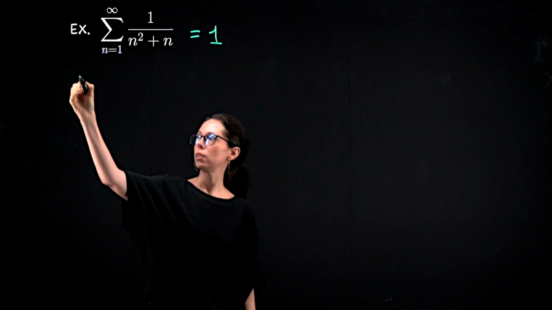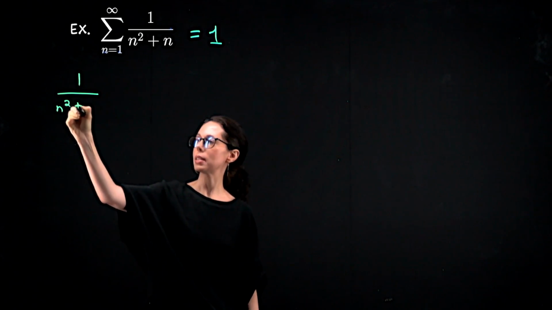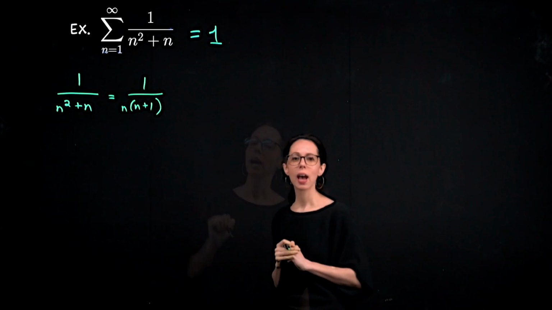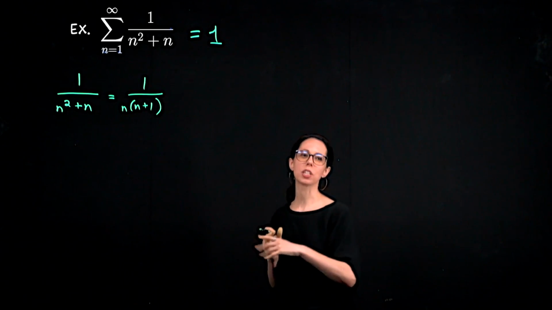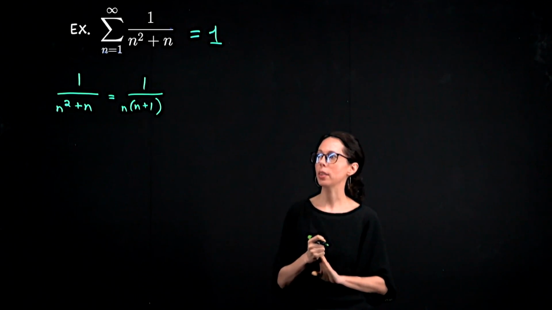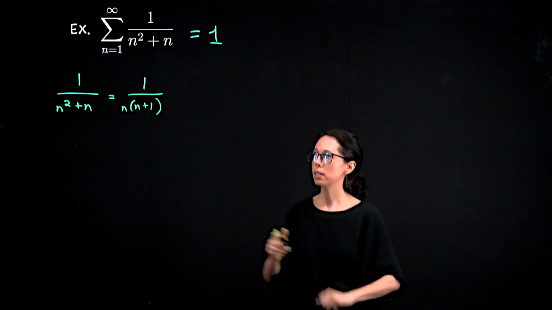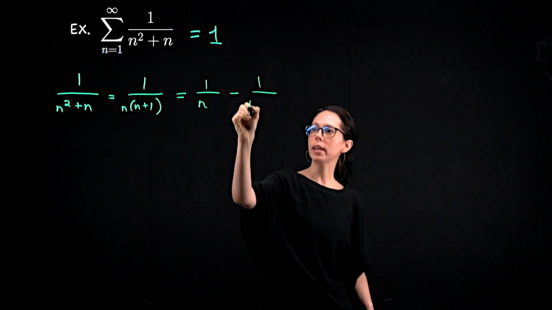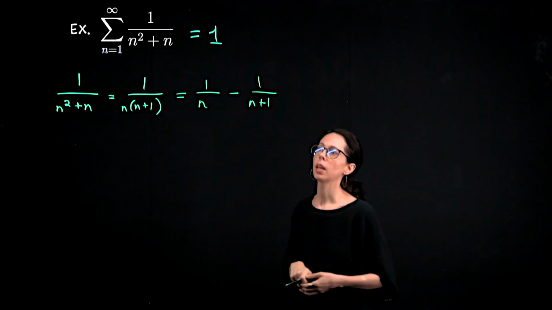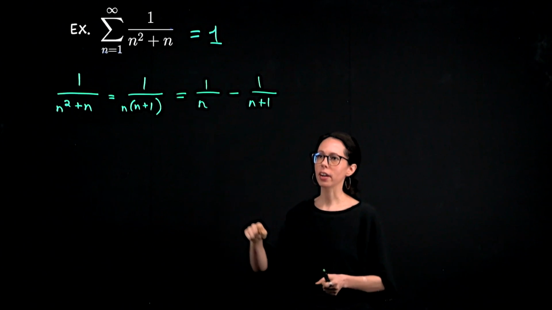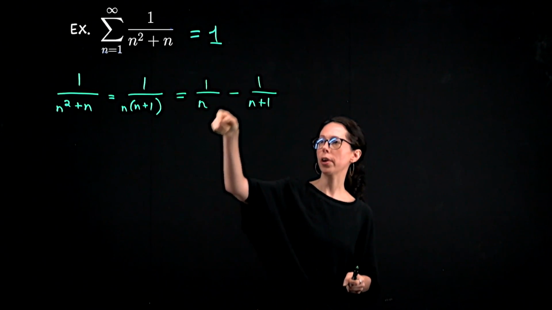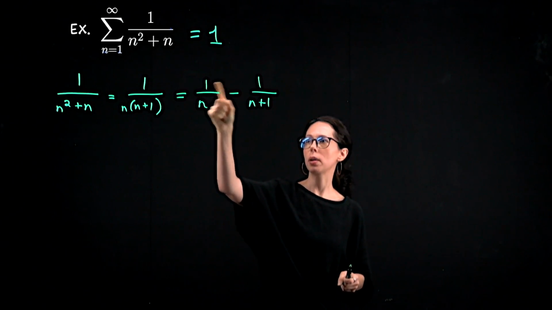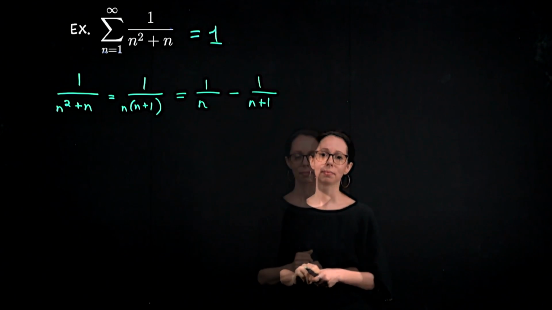So in particular, notice that 1 over n squared plus n is 1 over n times n plus 1. I'm not going to do a whole partial fraction decomposition here because we have a different lesson on that. That's not really the point of this exercise. But this would break apart into 1 over n minus 1 over n plus 1. You can check that if you add these together, you would have n plus 1 in this numerator and n in this numerator after you do the common denominator. So it would be n plus 1 minus n, which leaves you with 1.